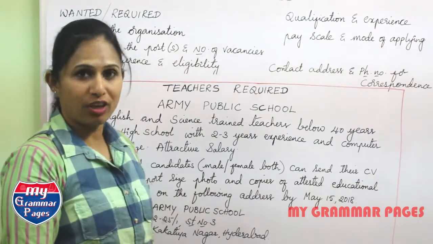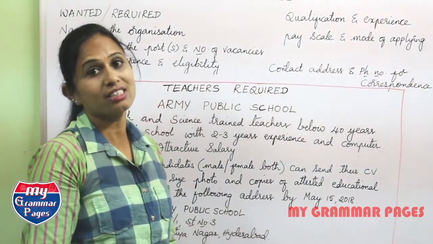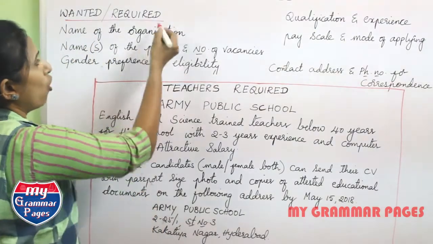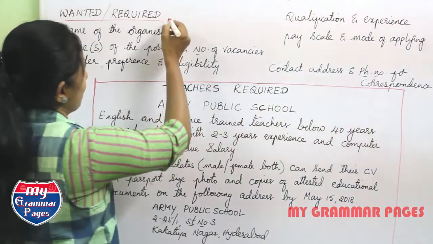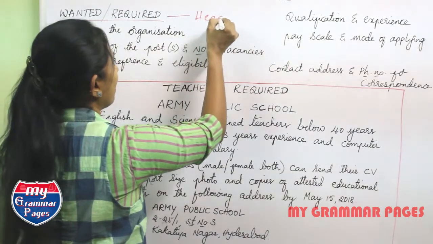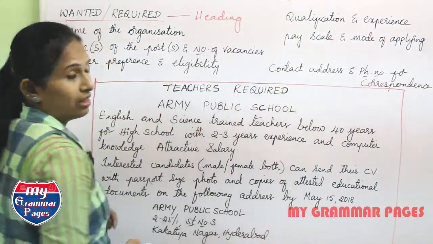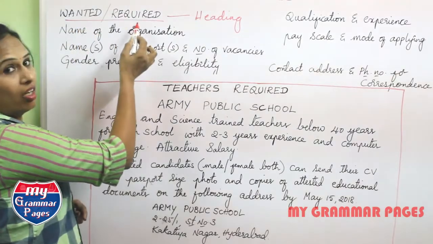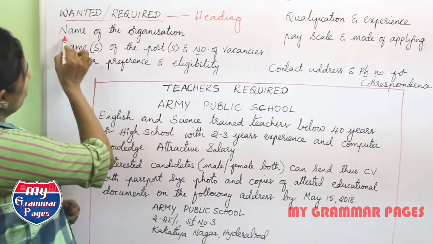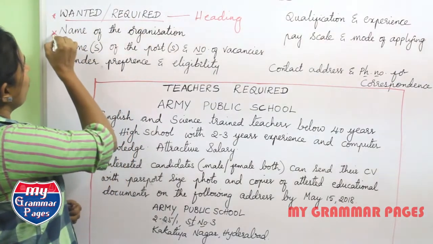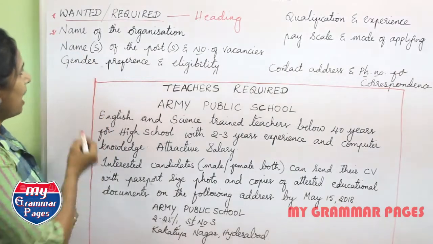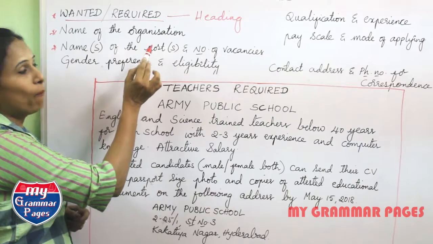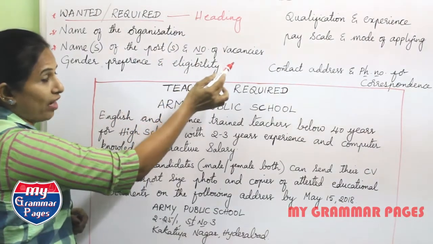So let me tell you the features to be remembered for a job vacancy classified. First and foremost is the heading, which is common in all classifieds. This heading must be kept in capital letters only. You can write either wanted or required, and you need to mention the name of the organization, and here you need to mention the name or names of the post or posts and the number of vacancies.